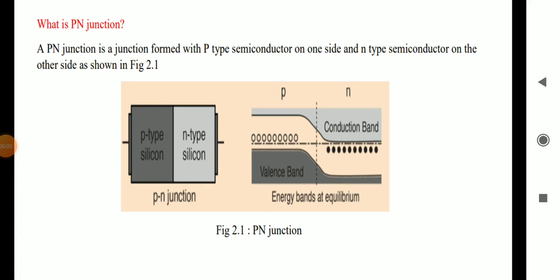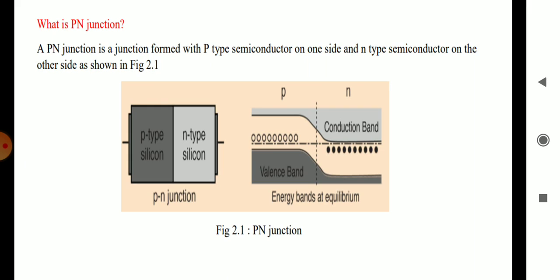The next module, module 2. So here we study the first topic in module 2, which is the qualitative description of current flow at a PN junction. The module 2 name is PN junction, covering forward and reverse biased junction. In that, the first topic is the qualitative description of current flow at a junction.